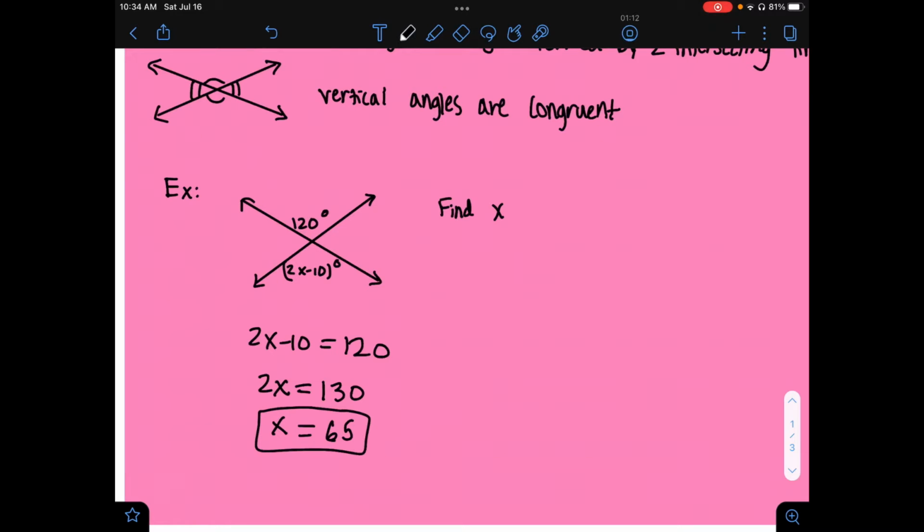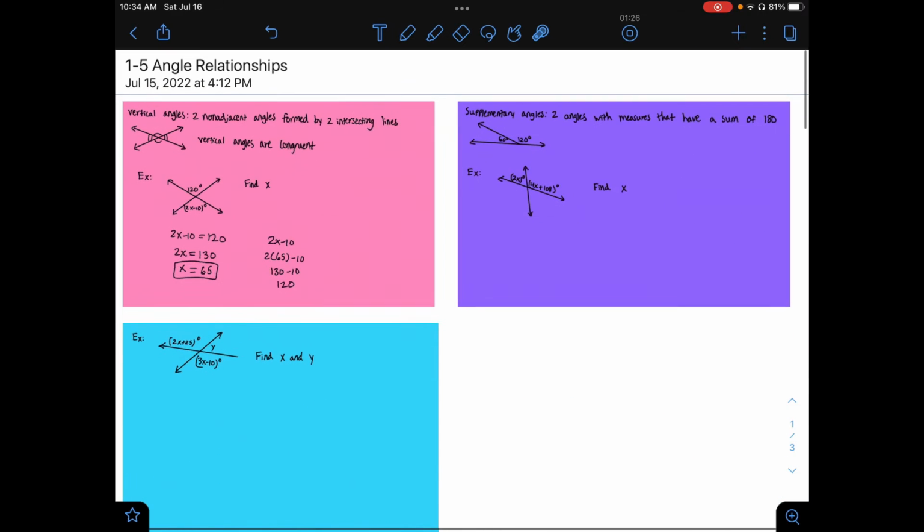If you plug 65 in for x in 2x minus 10, we get 2 times 65 minus 10, which is 130 minus 10, which is 120, which is equal to our value right here. So we know that we did the equation right.